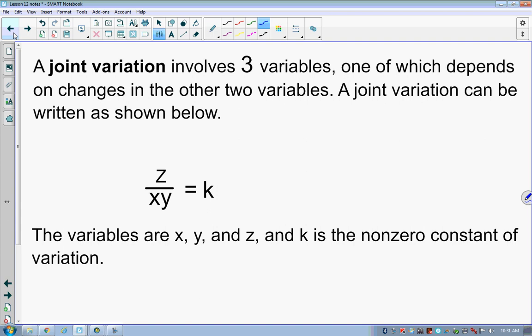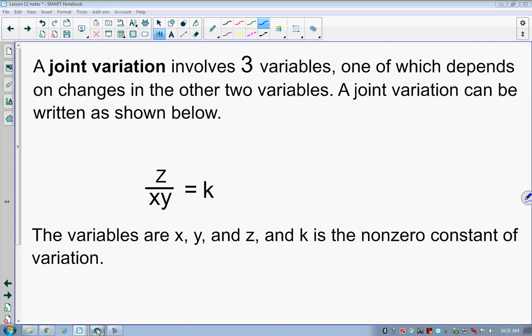So for the most part, they're just going to ask you, is this joint, is this inverse, is this direct, or is this joint? That's usually the question. If I see a third variable show up, I'm going to say, well, that's got to be joint. All right, so that's both those lessons. Let's look at solving a couple of questions.